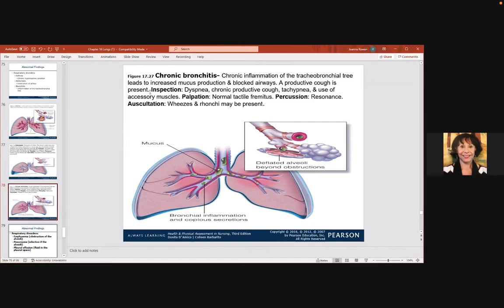On inspection, when the person has chronic bronchitis, there is dyspnea, chronic productive cough, tachypnea, and use of accessory muscles. You always expect to see the use of accessory muscles because they are in distress. On palpation, there is normal tactile fremitus. On percussion, there is resonance. On auscultation, there are wheezes and rhonchi may be present.